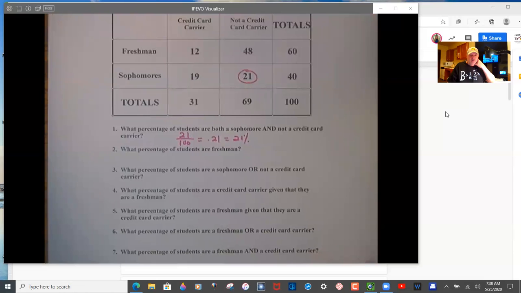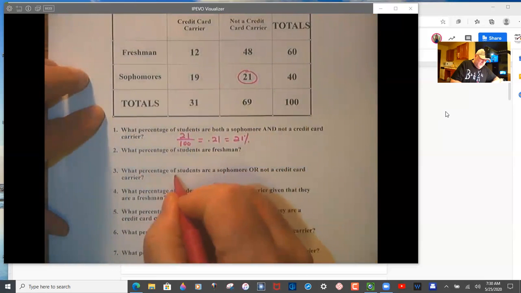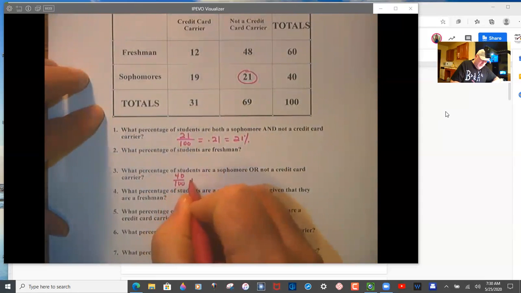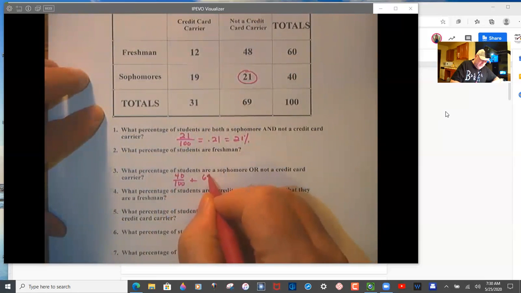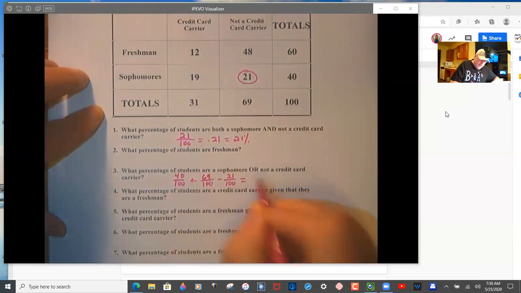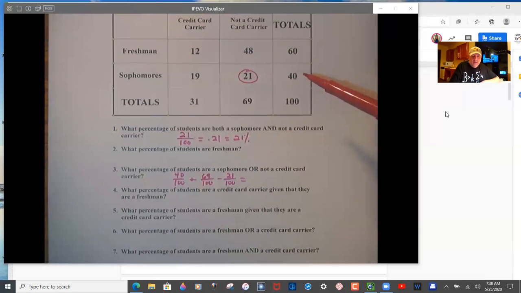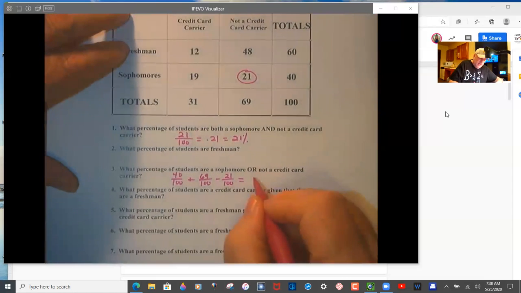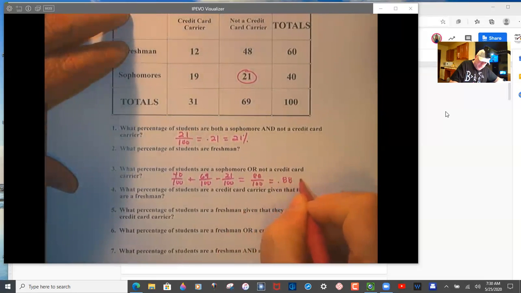Now, or. How do you treat the or situation? You go across the row, are a sophomore, so that's 40 out of 100. You add that to not a credit card carrier, so that's 69 out of 100. Then you subtract the intersection, which is 21 out of 100. The reason you do that is because that 21 is part of the 69 and the 40, so you're counting it twice. So this is 88 out of 100, and that is 88%.